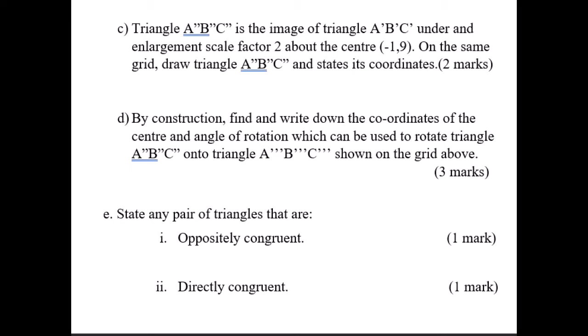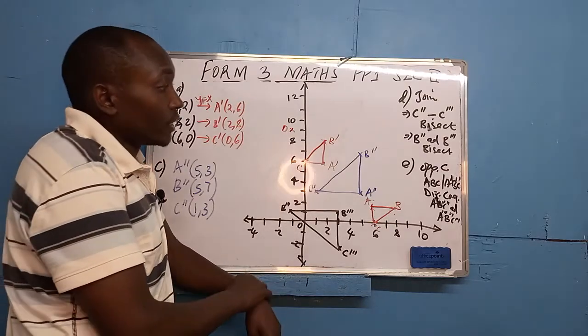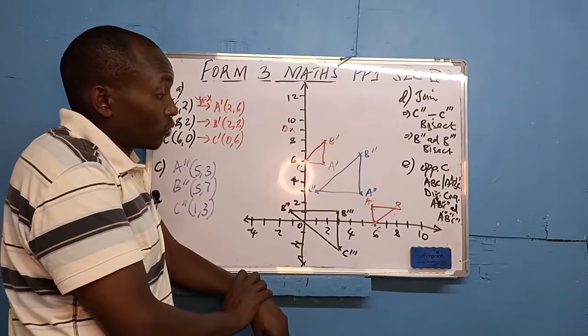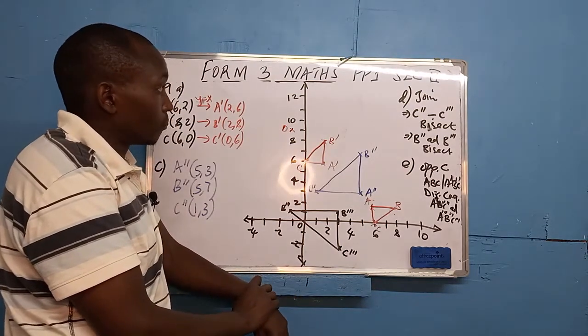Having done that, you state the 4 triangles. Remember, now you have 4 triangles. The 4 triangles, 2 of which are oppositely congruent and 2 that are directly congruent. Unfortunately, I don't have the graph board here, but I will show you how to go about it.